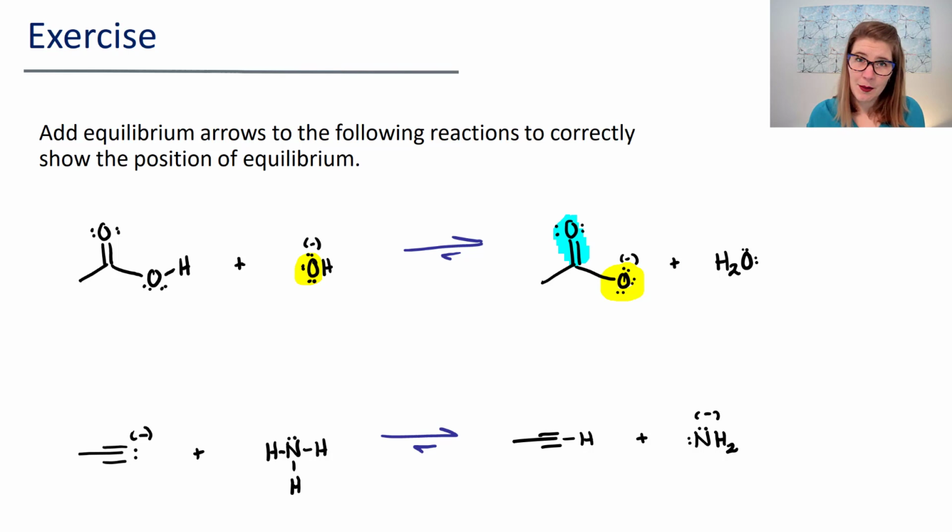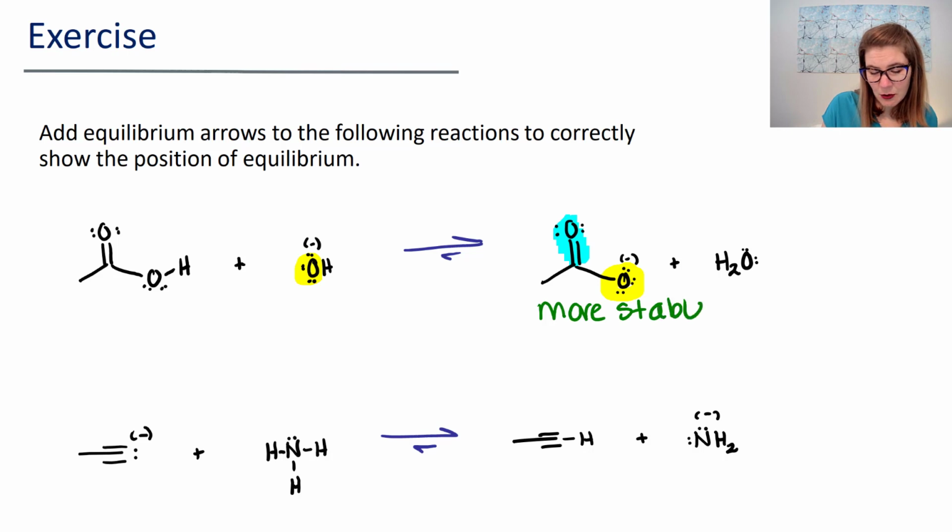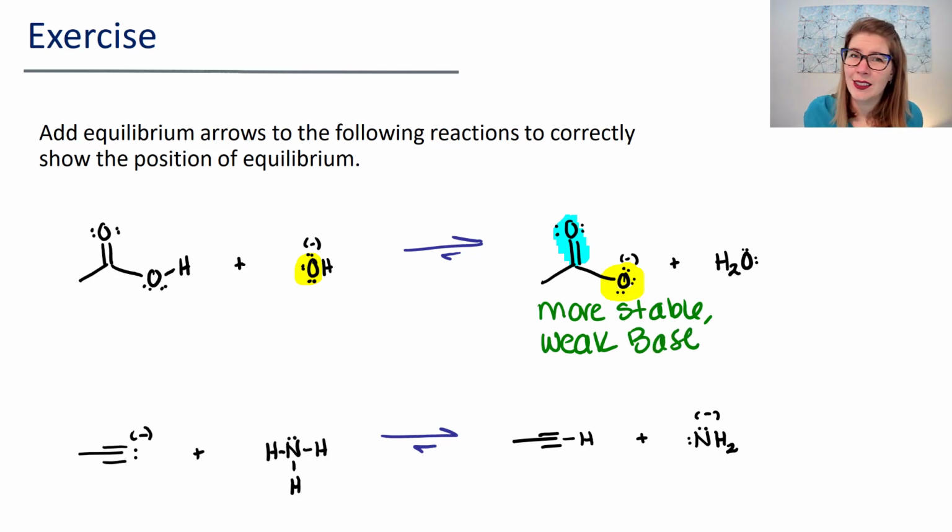Because the base with the pi bond can participate in resonance, that makes this one more stable. And remember that stable bases are weak bases. And because your equilibrium always lies to the side of the weaker acid and the weaker base, the equilibrium is going to lie to the right in this example. Let's look at the next one.